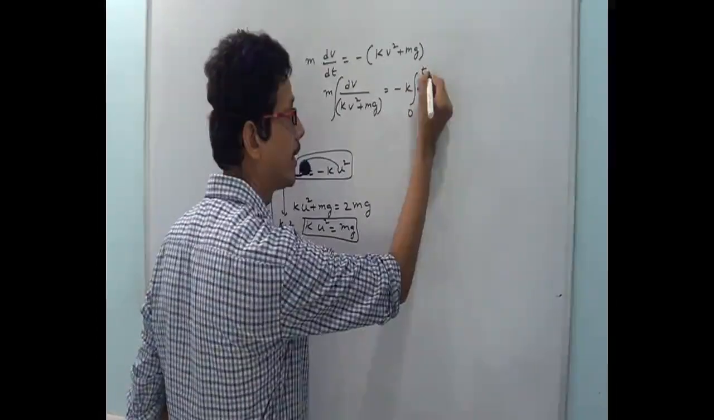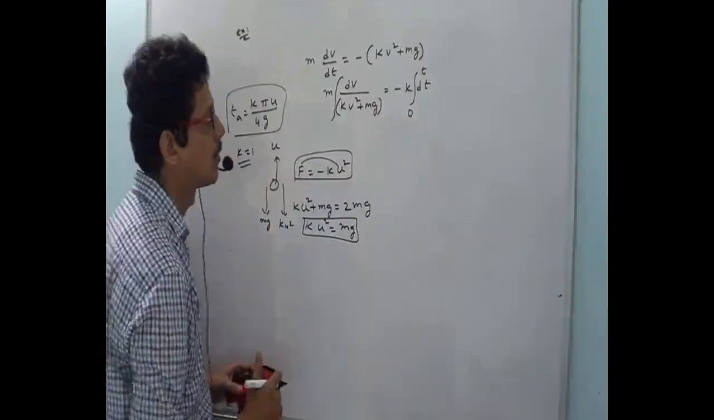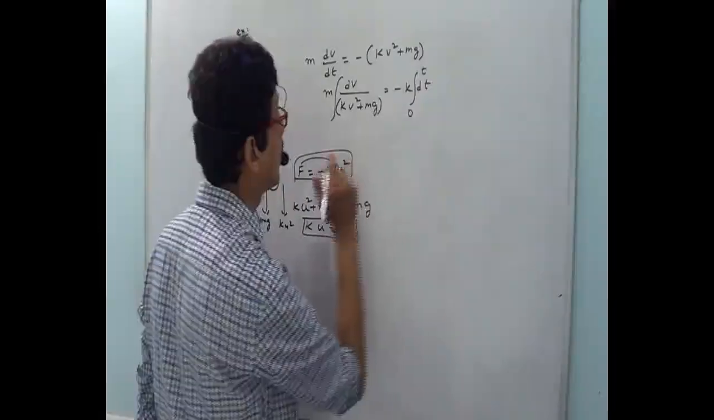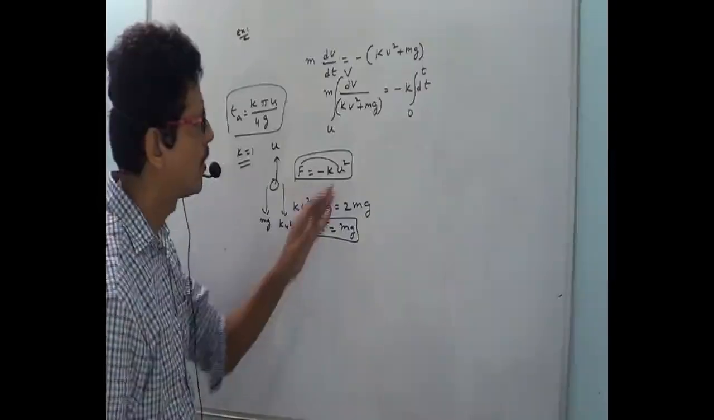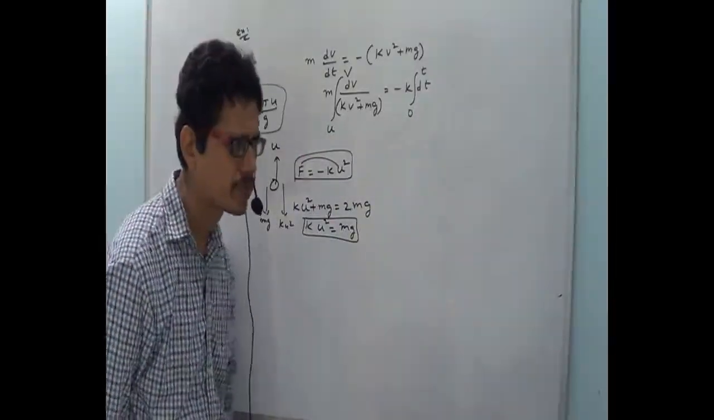Time is 0 to t. T I have to find. 0 to t, okay. Initial speed is u and final speed is v. And what are the limits on the left hand side?